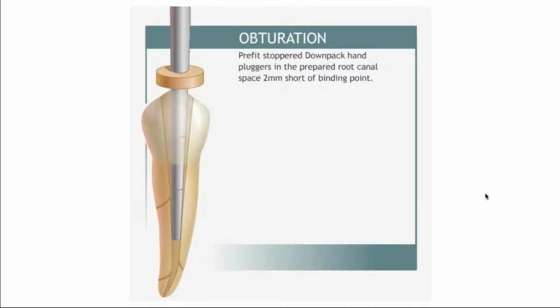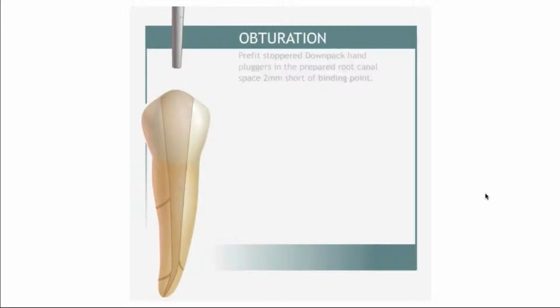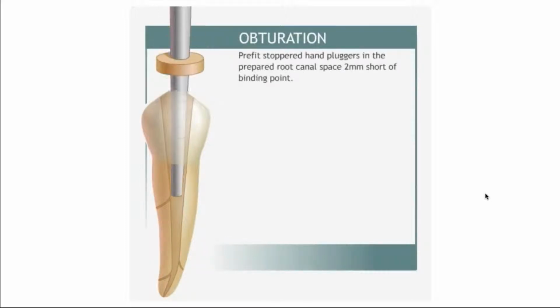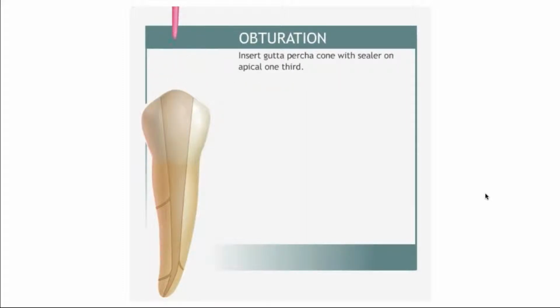Now, in preparation for our backfill, you may want to pre-fit some stopper downpack hand pluggers, sterilized hand pluggers, 2 millimeters short of the working length. So when we are backfilling and we start to condense our gutta percha, when the rubber stopper hits the occlusal reference point, we know that the tip of the plugger is still within gutta percha.